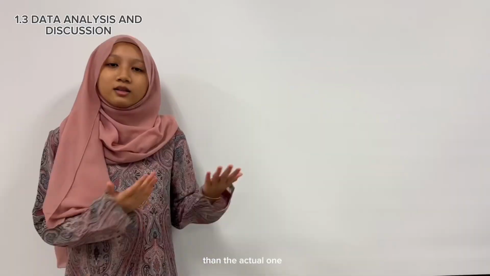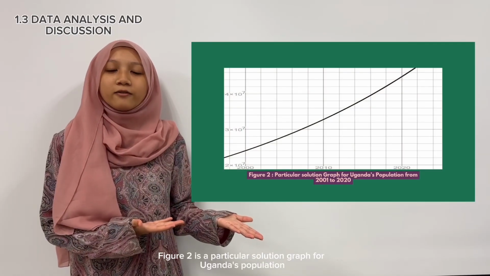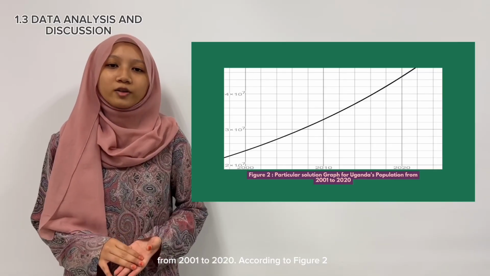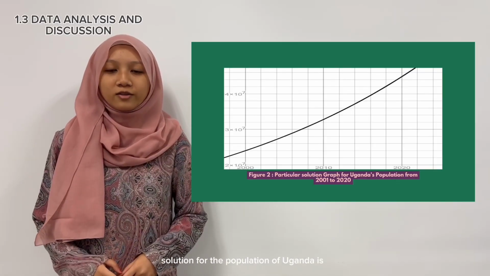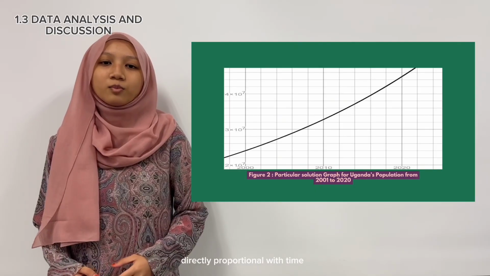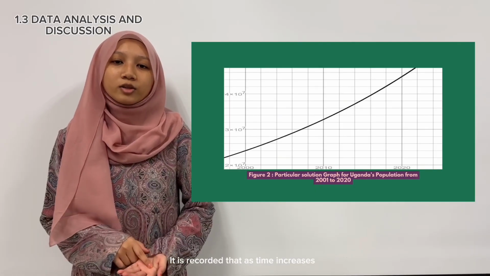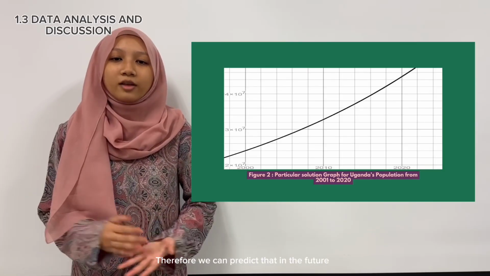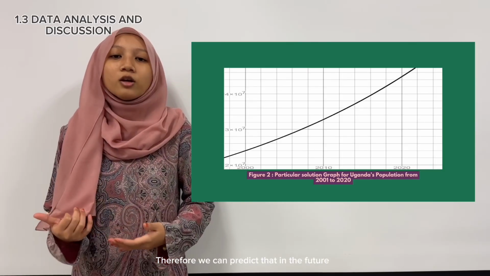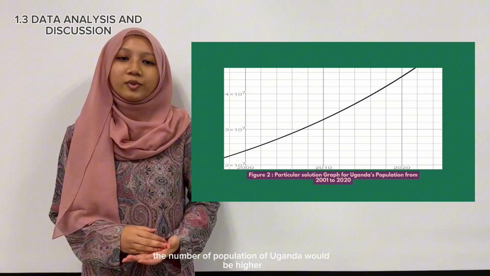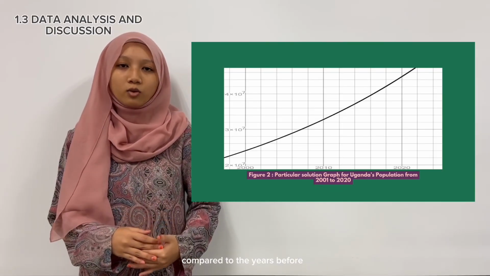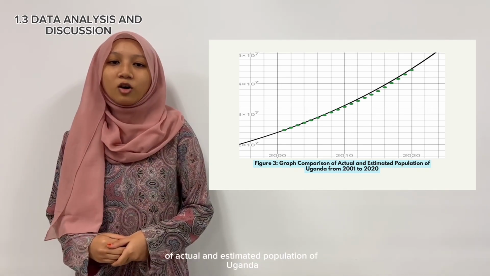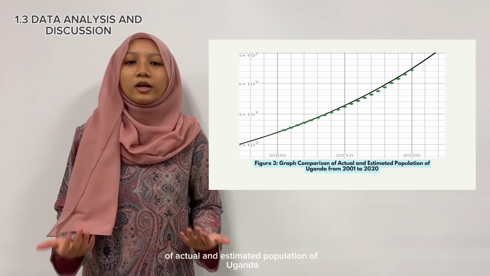This figure 2 is a particular solution graph for Uganda's population from 2001 to 2020. According to figure 2, the graph of the particular solution for the population of Uganda is directly proportional with time. It is recorded that as time increases, the population of Uganda increases too. Therefore, we can predict that in the future, the number of population of Uganda would be higher compared to the years before.